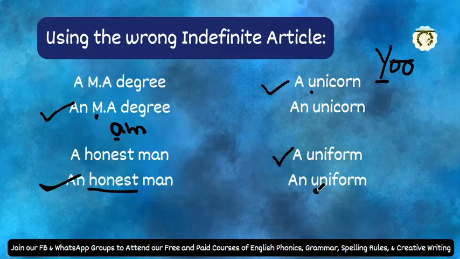This letter is a vowel, but the sound that is coming out from our mouth when we are saying this word is not the vowel sound. It's a consonant sound. That's why we are using a here. Right? Hope this is clear. Just giving you some information in Urdu Hindi.